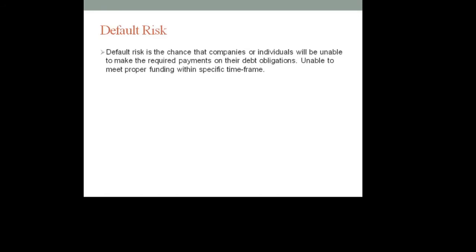Next, we will have a look at the next topic, that is default risk. Default risk, we can say, is the chance that companies or individuals will be unable to make the required payments on their debt obligations. This we have already seen when we were starting credit risk. Another name for credit risk is default risk, we can say. Default risk is actually a subset of credit risk. It occurs when the company or individual doesn't make payments and is unable to meet proper funding within a specific time frame.